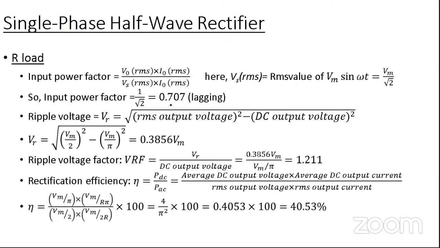So for this combination, the input power factor is 1 by root 2, because you replace Vm by 2, Vm by 2R, and Vm by 2R, but the supplied voltage is different, it is the RMS value of the supplied voltage. All of you know that if Vm is the maximum value of any voltage, the RMS supply voltage is Vm by root 2. After replacing all these things, ultimately you get an input power factor of 0.707. This is a lagging power factor.